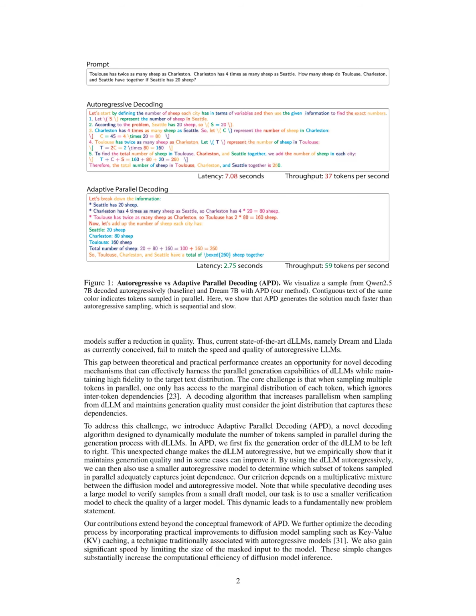The core issue is that while DLLMs theoretically allow for parallel token generation, practical implementations often result in a significant drop in quality when multiple tokens are sampled simultaneously due to the neglect of inter-token dependencies. APD introduces a novel decoding algorithm that dynamically modulates the number of tokens generated in parallel, allowing for a more efficient sampling process that maintains high fidelity to the target text distribution.